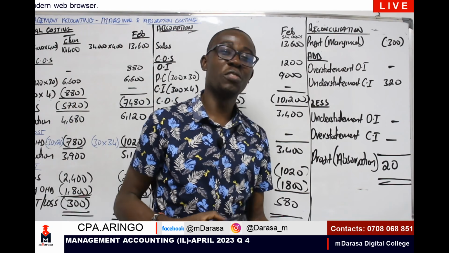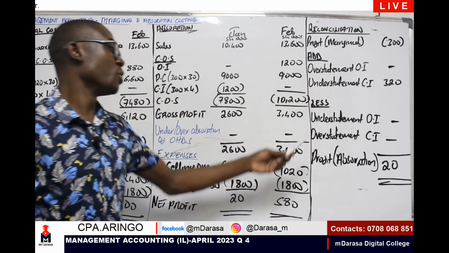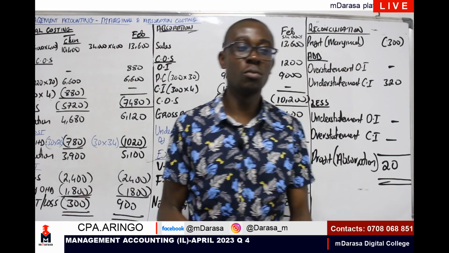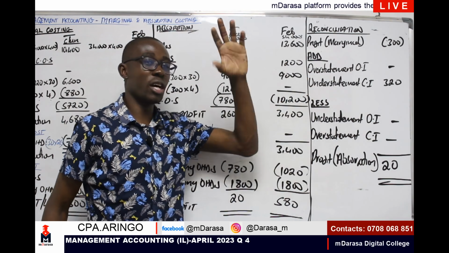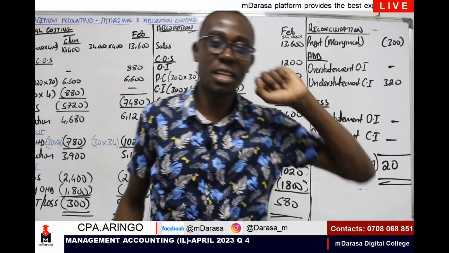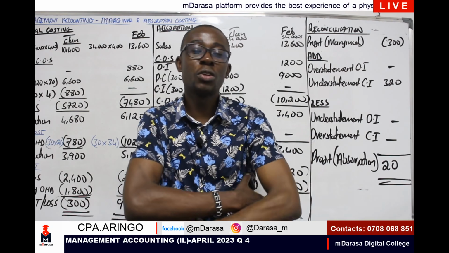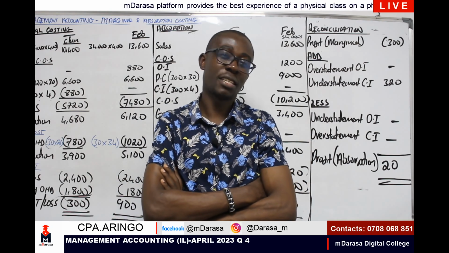I want you to do February and see if you're going to achieve the same profit. Use the same format and clearly tell Mwalimu what you will be having, given that in February we have opening inventory and no closing inventory. For you to earn your 20 marks, that is what you are expected to do.